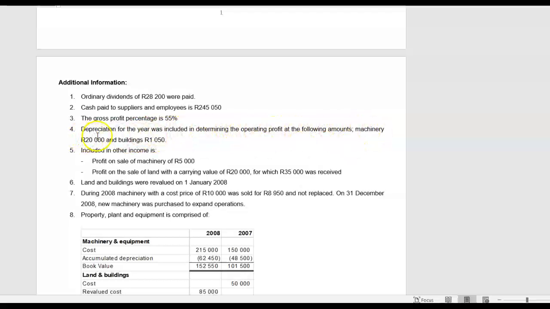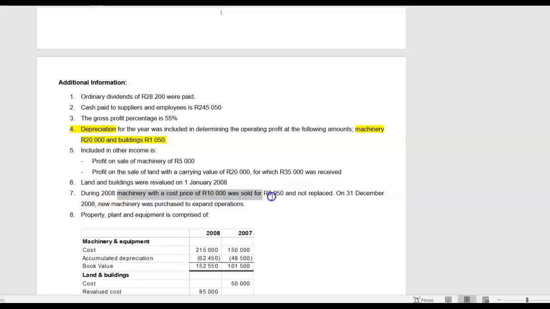20,000 for machinery, and this is depreciation, right? It was 20,000 rand for machinery, and buildings was 1,050, so the write-off depreciation on the buildings. Included in other income is profit on the sale of machinery and profit on the sale of land with a carrying value of which 35,000 was received. Guys, it cannot be more clear. So how much was the proceeds? 35,000. How much was the profit? 15,000. Land and buildings were revalued on 1 January during 2008.